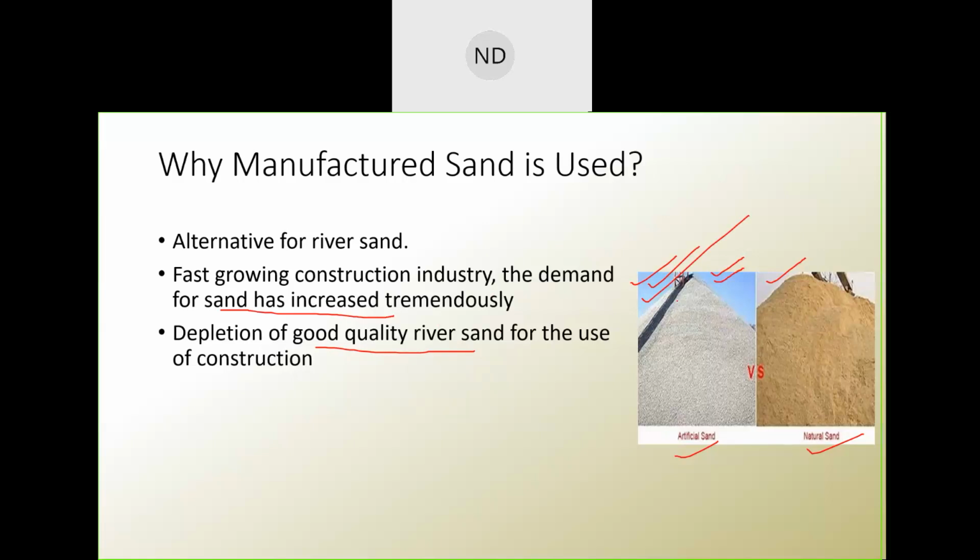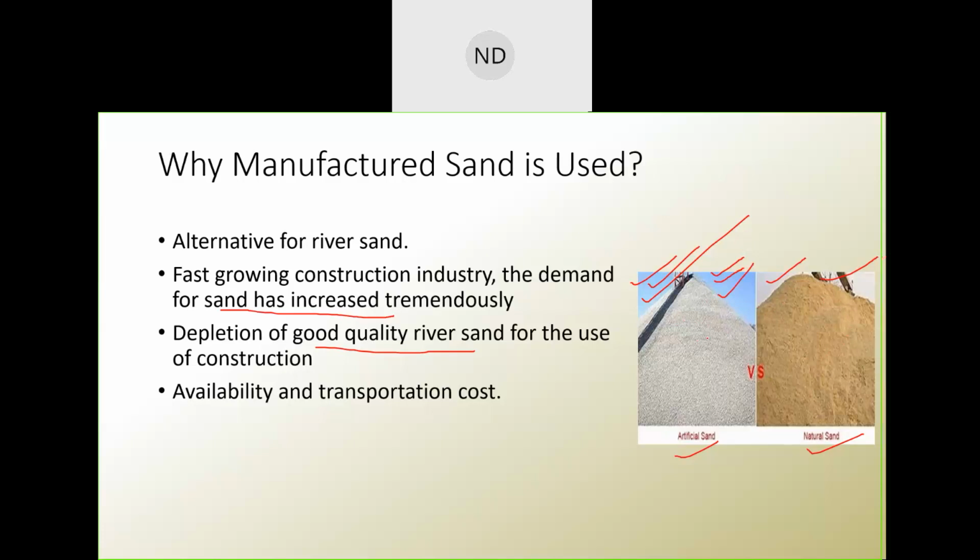Another reason for using M sand is its availability and transportation cost. When you opt for natural sand, you have to depend upon the person who is bringing it from the river shore. But artificial sand is available in the market. You go to some place, you want the artificial sand, it is readily available, because it is difficult to get the natural sand.